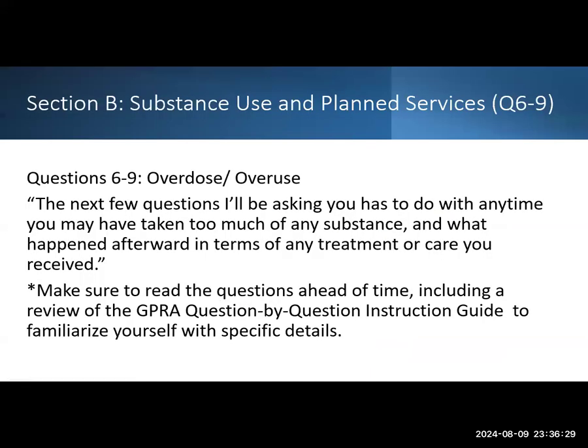For questions 6 through 9, this set of questions ask clients about whether they've overdosed or taken too much of a substance and what services they may have received in response, such as emergency department care, inpatient facility treatment, Narcan, etc. Please make sure to read the questions ahead of time, including a review of the GPRA question-by-question instruction guide to familiarize yourself with specific details.